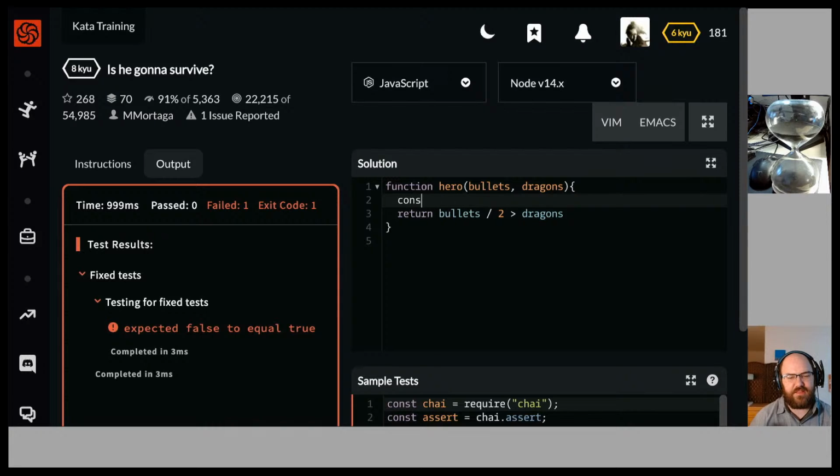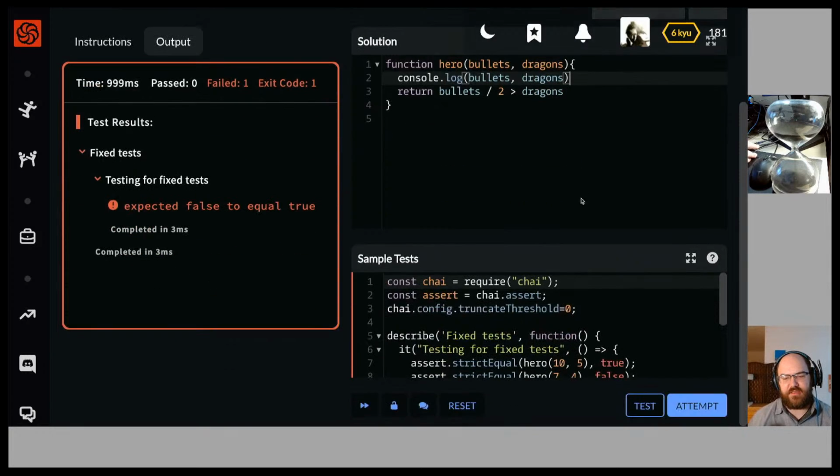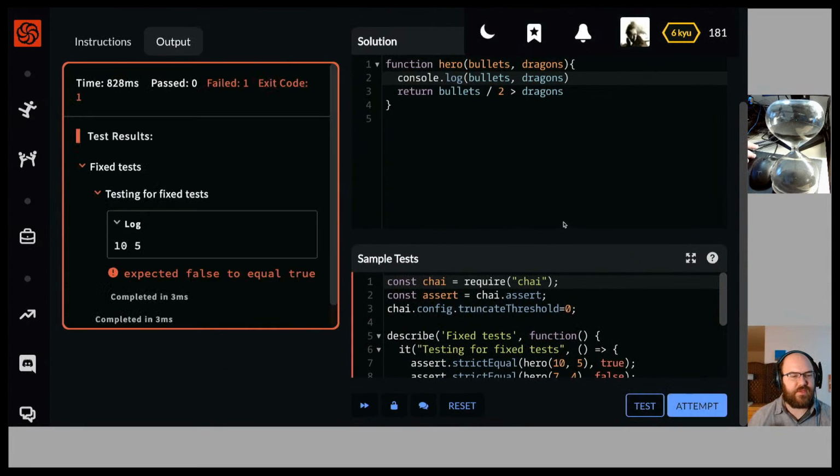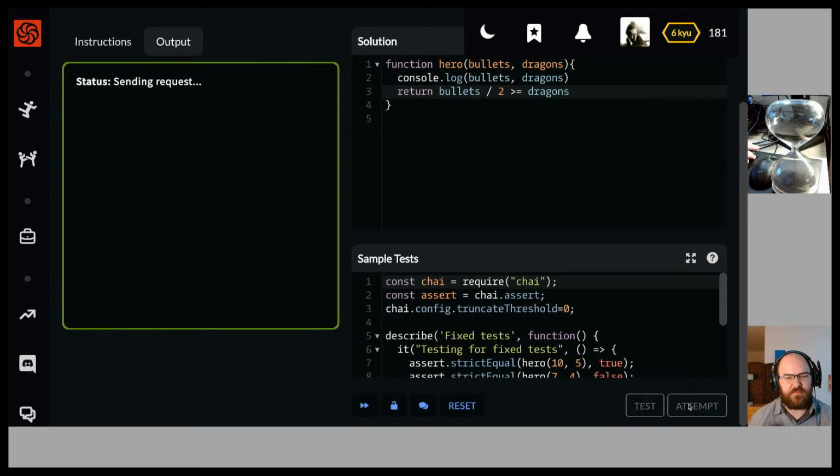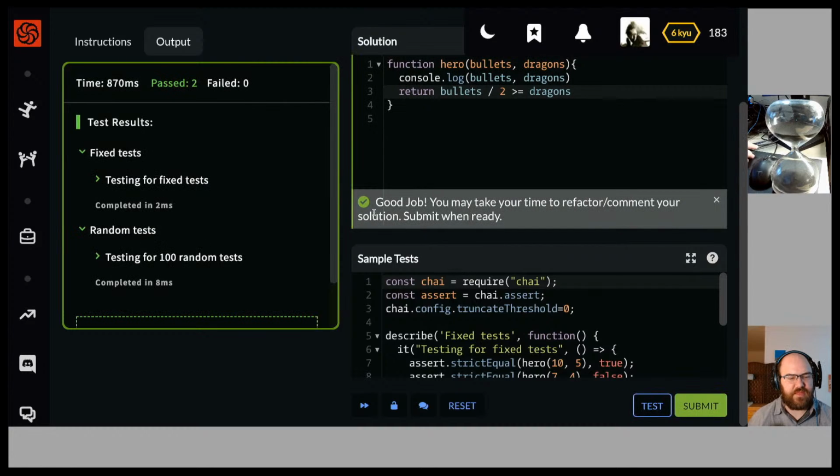.print, console.log. See which case this one messed up. Oh, greater than or equal to dragons. Oh, that was easy.